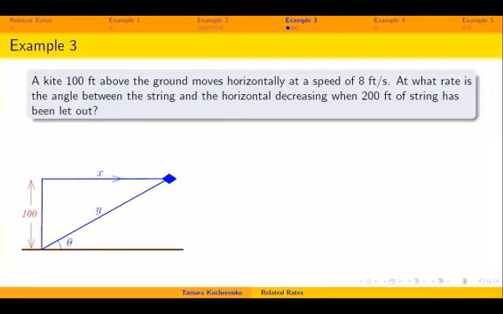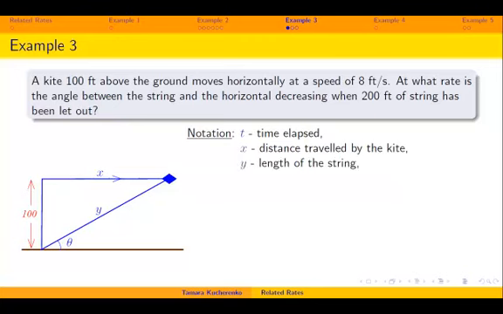We draw a diagram of a kite moving horizontally 100 feet above the ground. Let t be the time elapsed measured in seconds and x be the distance traveled by the kite. We denote by y the length of the string at time t and by theta the angle between the string and the horizontal.